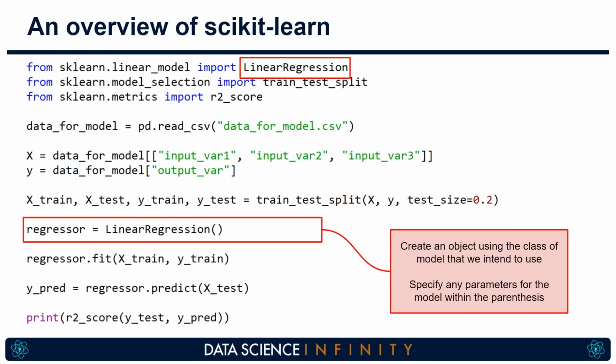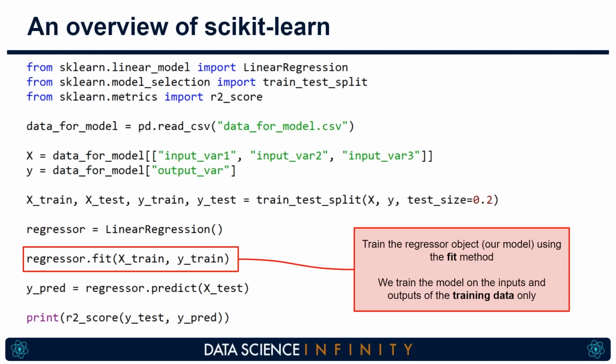Here we set up the shell of our model as an object, and as we're applying a linear regression model in this code example, we specify the linear regression class that we imported at the top. Within the parentheses here, we could specify any parameters that we want to apply for this particular model. Leaving it blank means the default settings will apply. For regression models, a common approach is to call this object regressor, but you can call it anything you like.